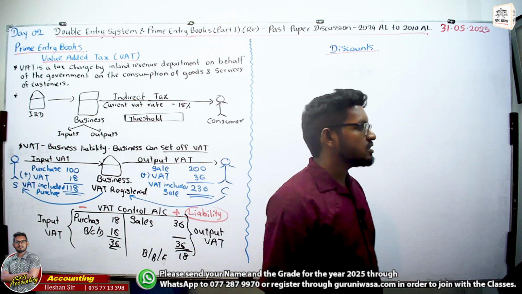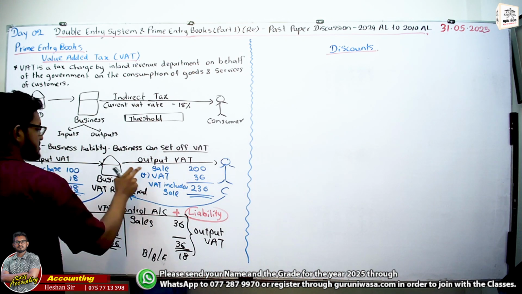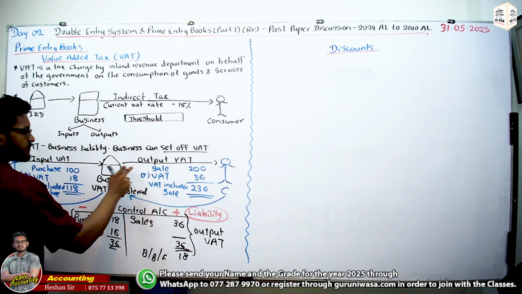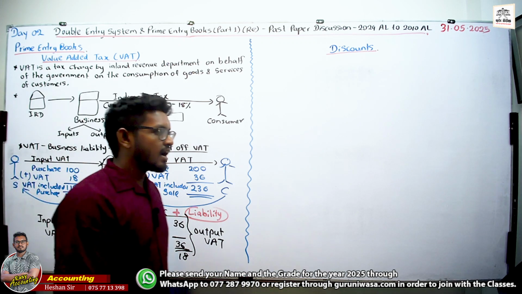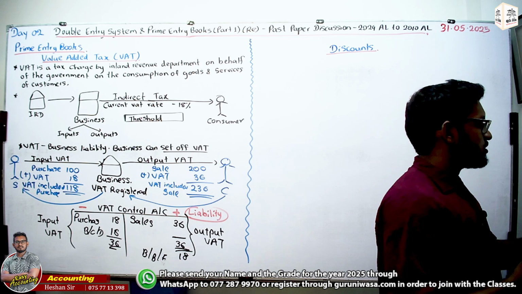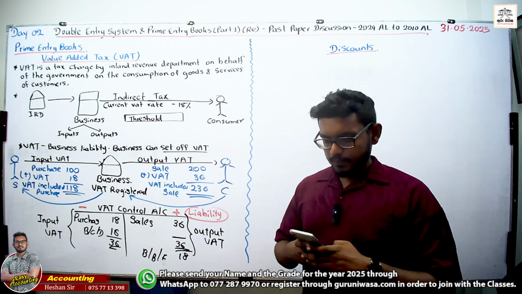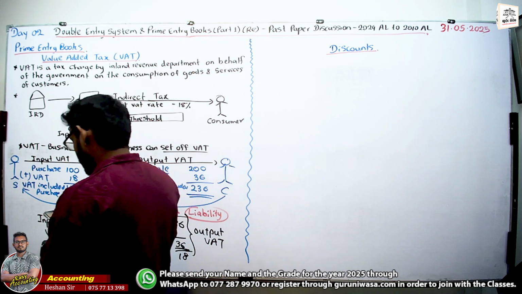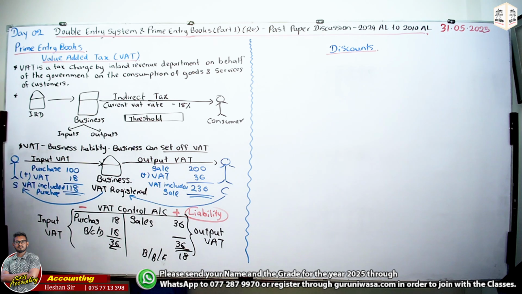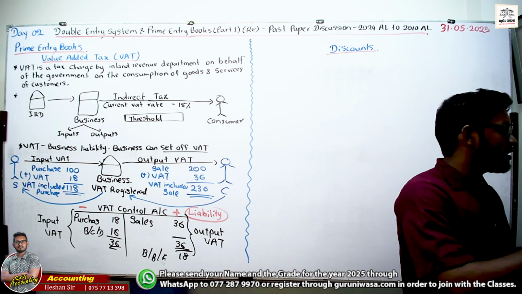Because make sure our purchase and sale, our income and expense accounts, we identify without the VAT. VAT is a business liability and we can set off. This is the second, no, third time I'm telling you. Right?